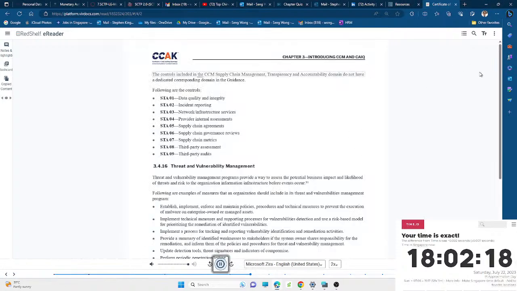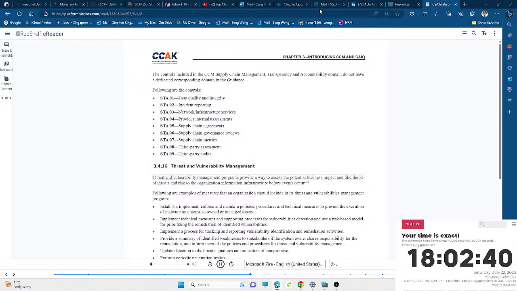The controls included in the CCM supply chain management, transparency, and accountability domain do not have a dedicated corresponding domain in the guidance. Following are the controls: STA01 Data Quality and Integrity, STA02 Incident Reporting, STA03 Network/Infrastructure Services, STA04 Provider Internal Assessments, STA05 Supply Chain Agreements, STA06 Supply Chain Governance Reviews, STA07 Supply Chain Metrics, STA08 Third-Party Assessment, STA09 Third-Party Audits.